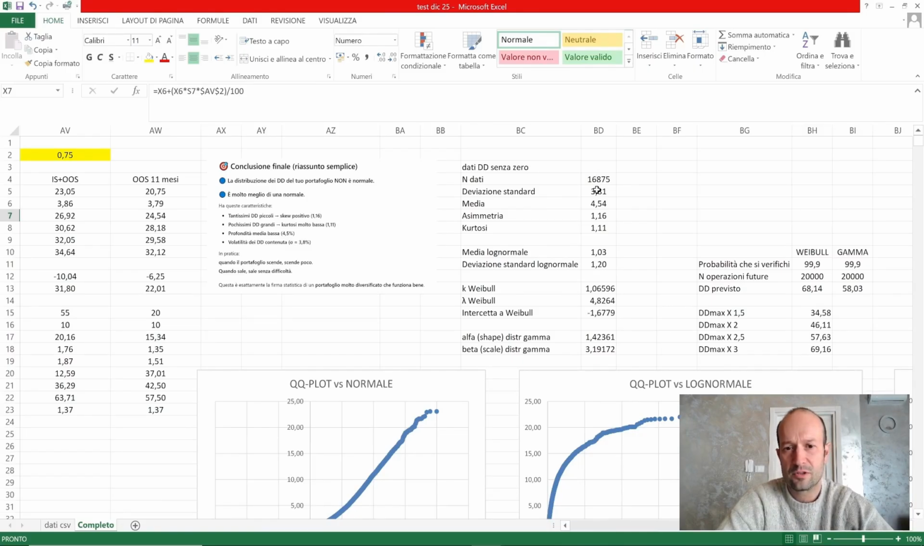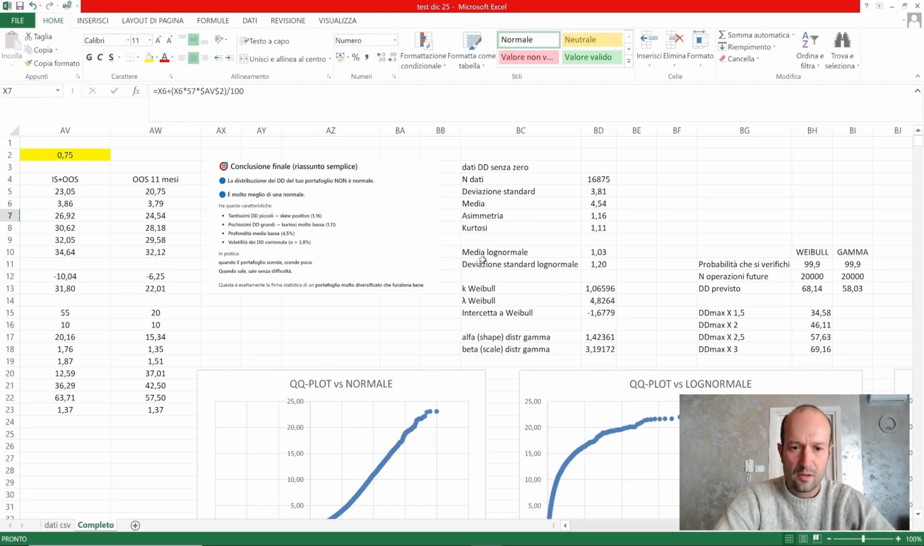First, I removed the zeros from the drawdowns because I wasn't interested in keeping the zeros in the statistics since they would mess up the distribution, because 0 is basically not a drawdown. It's when I reach a new high. So I have 16,875 drawdown values in these trades. These are all the ones that created a drawdown. I calculated the standard deviation, the mean, the skewness, and the kurtosis.